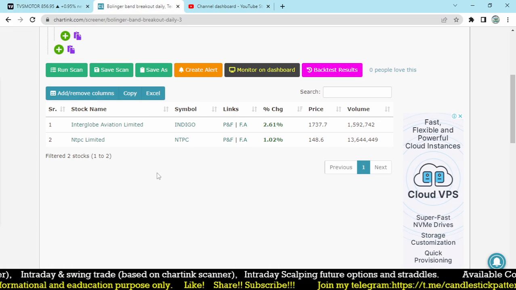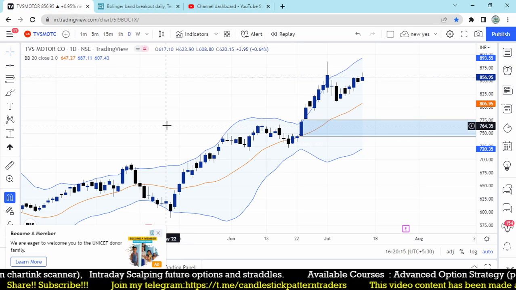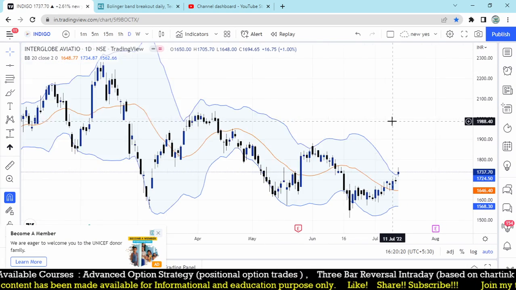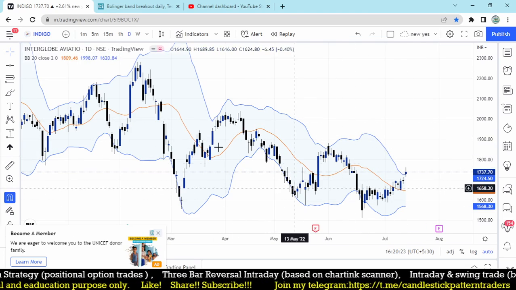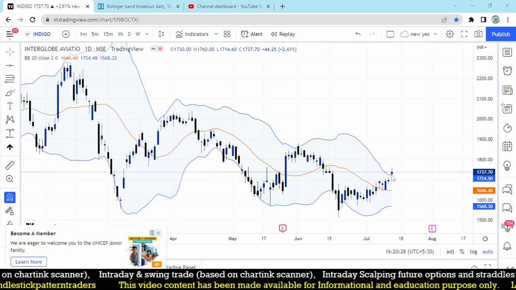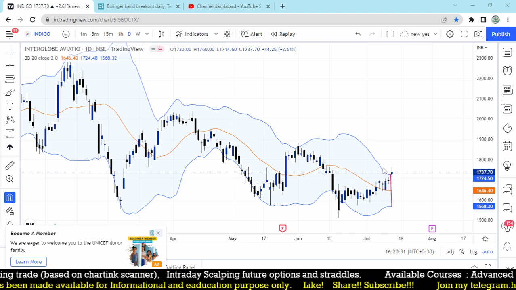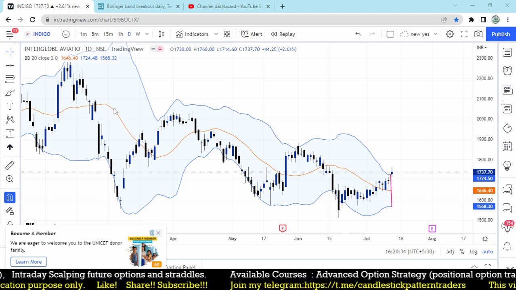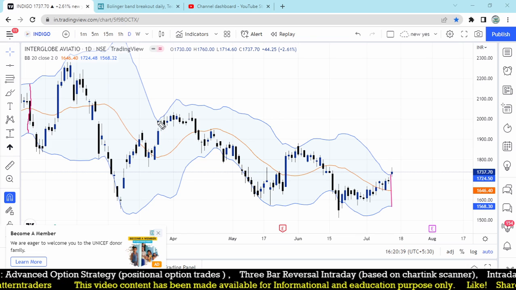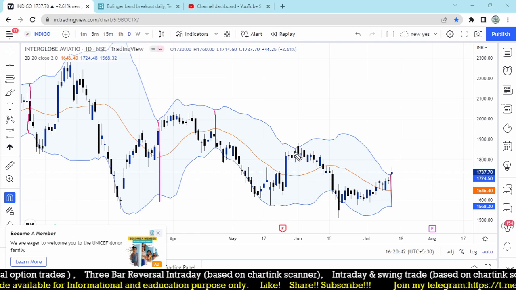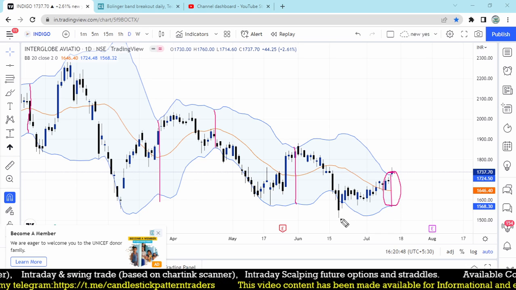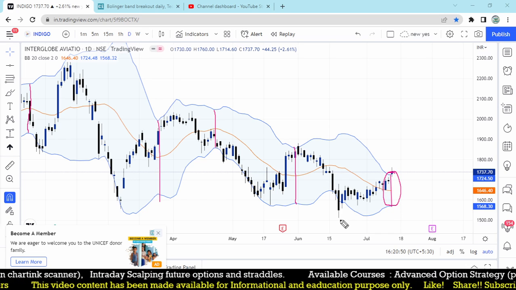So let me try it out today. NTPC and Indigo. Let me check it out. Indigo. See, compared to the previous 30-40 days, this is the day when the Bollinger Band is very near to each other compared to all the previous days. You see there is a big gap between the Bollinger Bands at this point. Here also it's one big gap. Here also a big gap. But this is the point where the Bollinger Band is very narrow in range.